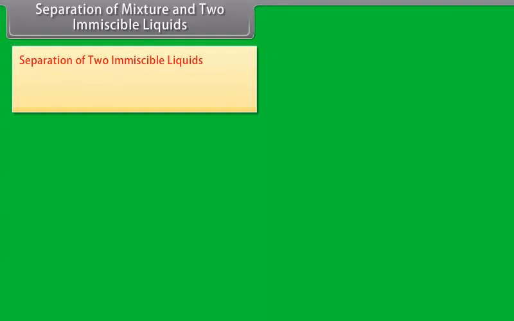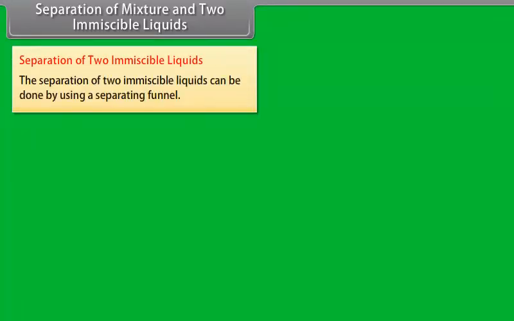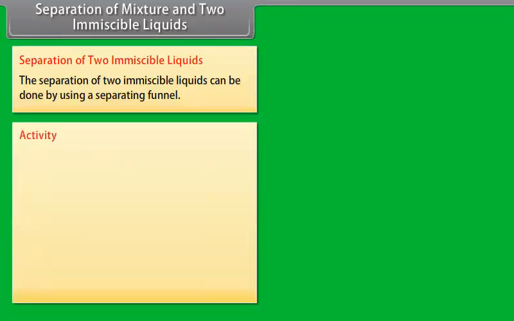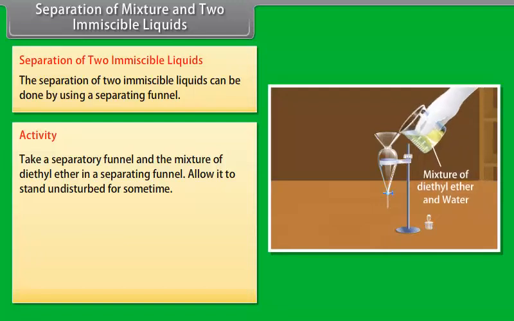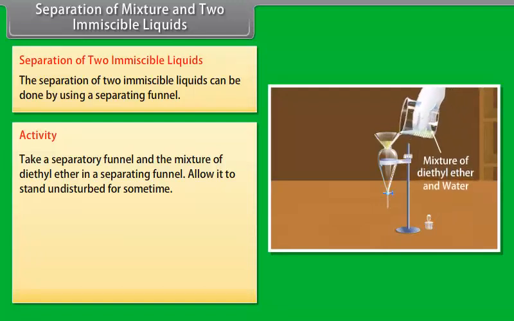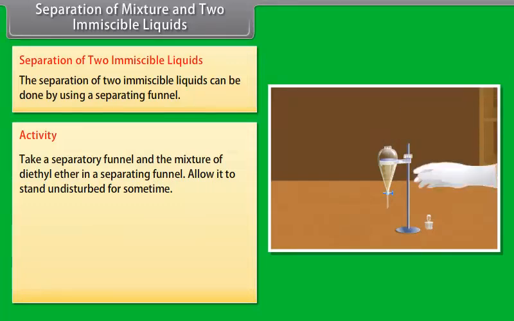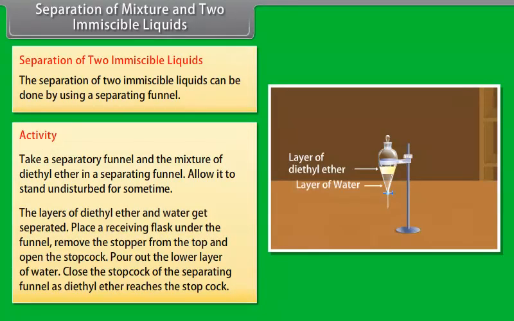Separation of two immiscible liquids. The separation of two immiscible liquids can be done by using a separating funnel. Activity. Take a separatory funnel and the mixture of diethyl ether and water in a separating funnel. Allow it to stand undisturbed for some time. The layers of diethyl ether and water get separated.